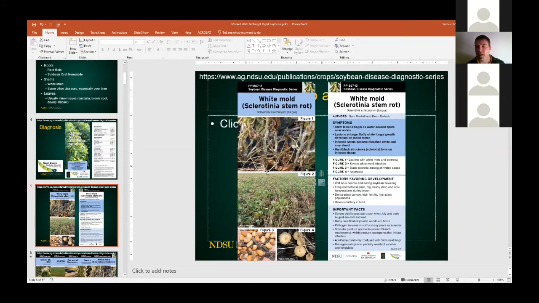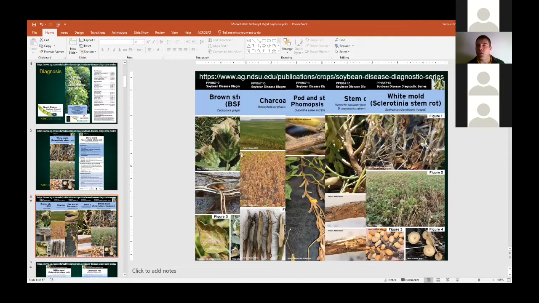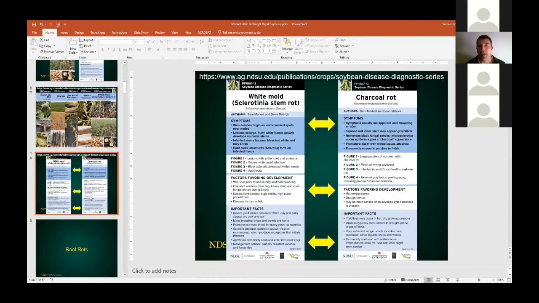So here, and these were animated, but the idea is you flip through a bunch of these different cards, just the front side, you can look at the symptoms and see if anything rings a bell. And then flip them over, and you can compare those symptoms, those factors favoring development, and some of the important facts. And just as an example, I'll highlight this in the middle.